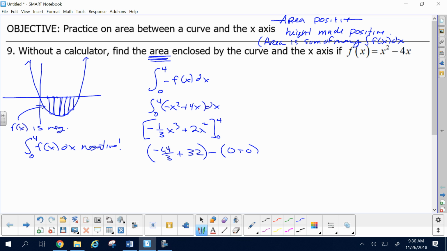Finish the problem up with the common denominator. What is the common denominator? 3. So I get negative 64/3 plus 96/3. And therefore the total area enclosed is 32/3. All right, now I think you'll agree that's positive, and that's definitely what it should be. Would you like to try one on your own? Try the next one on your own, then, or with your math amigos.